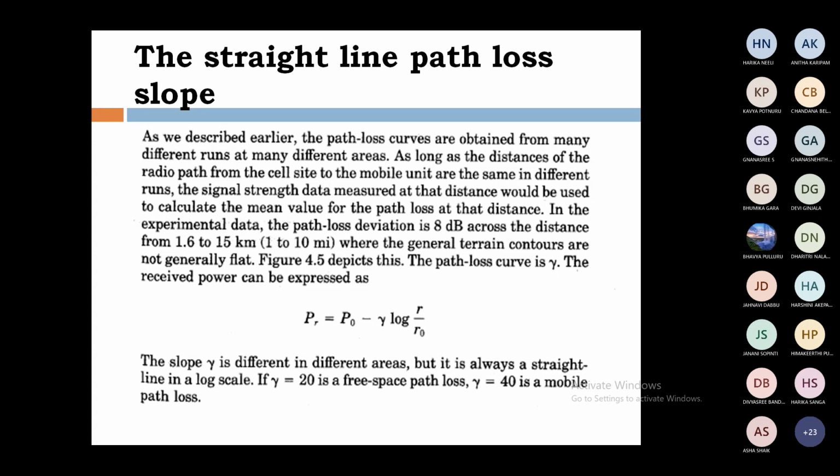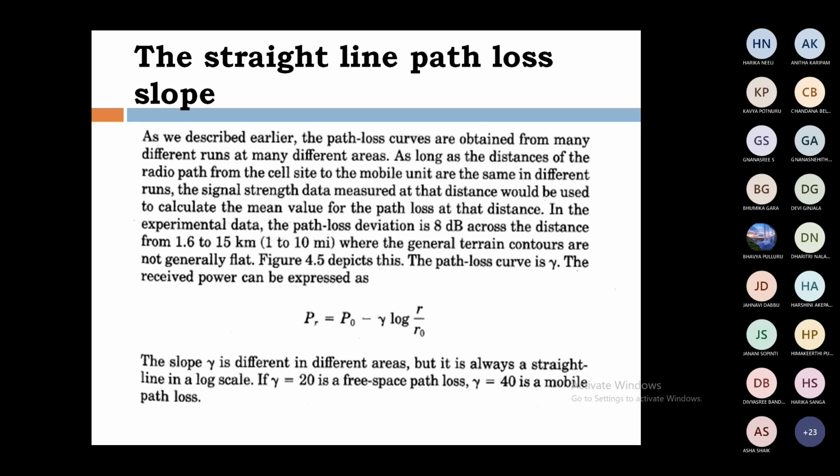Finally, the received power PR is equal to P naught minus gamma log R by R naught. R is the distance between base station and mobile station. I am giving the transmitter power P naught, and now we are taking the received power PR. P naught is the transmitter power, PR is the received power. How much loss? Transmitter power minus received power gives the loss. Otherwise, the received power is equal to transmitted power minus loss. That is the path loss curve.